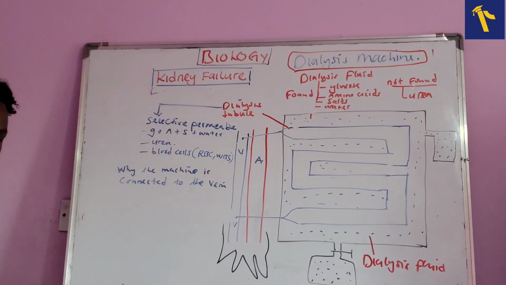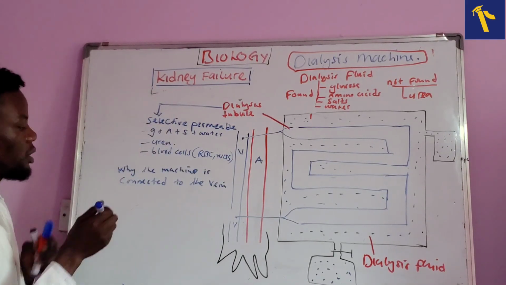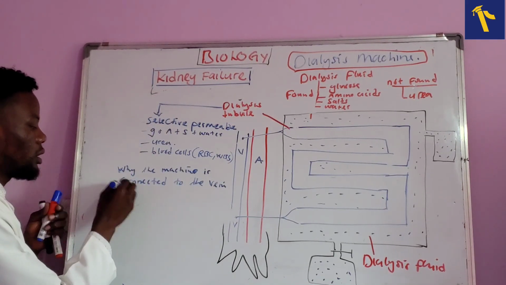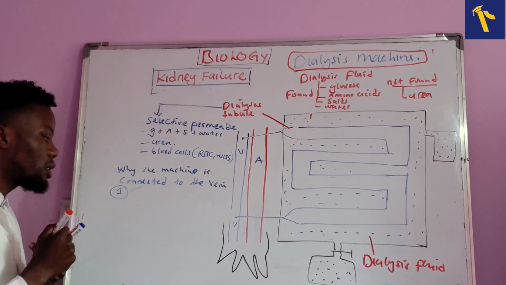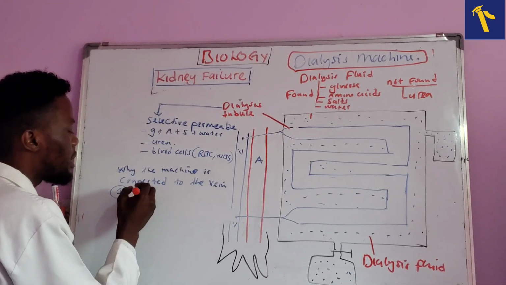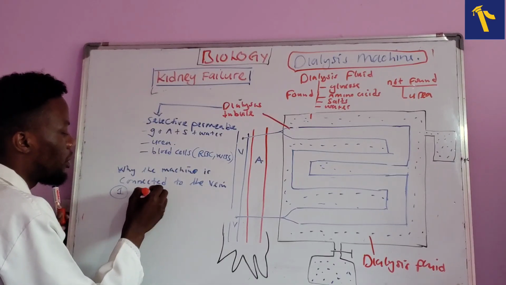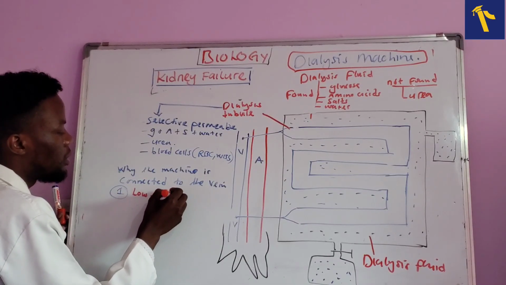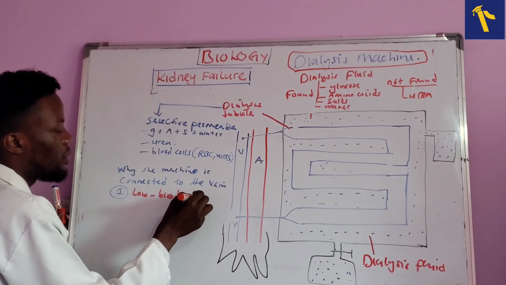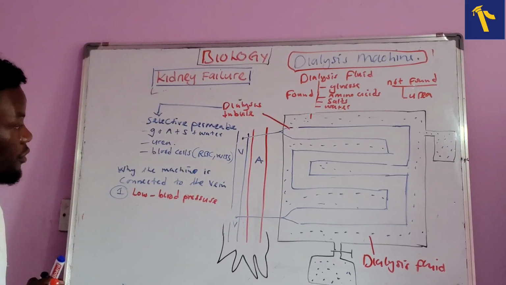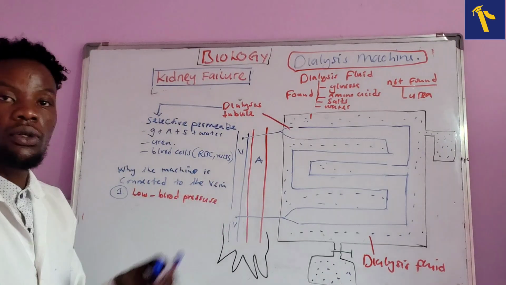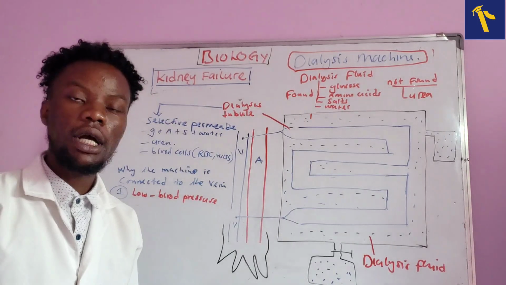So these are the reasons. I'll put at least two reasons so that you can remember. The first reason for this one is, it is because in the veins there is what? Low blood pressure. Okay? Because if you remember, if you look at the veins and the arteries, what is the pressure?